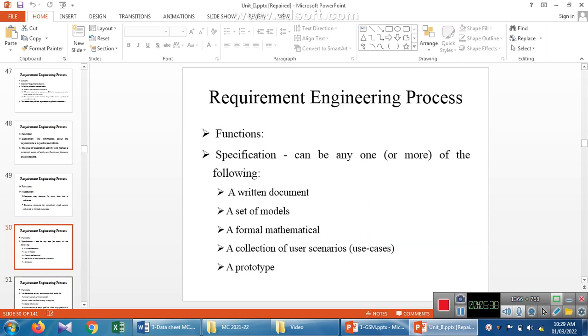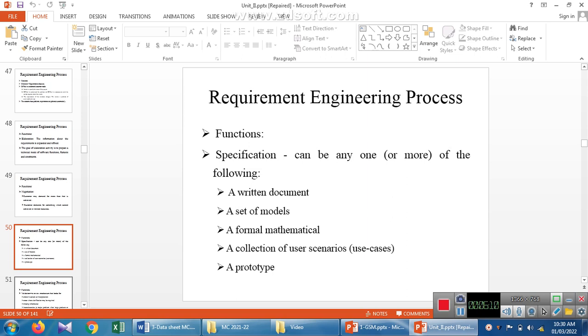Next one, specification. What are the specifications for the requirement engineering process? It may be a document, or a model, or a mathematical representation, or a collection of user scenarios, or a prototype. Once we develop the document, we can easily identify what things will happen in it. And next one, we have models. What models can be implemented in the representation? We provide a set of predefined models to the user.